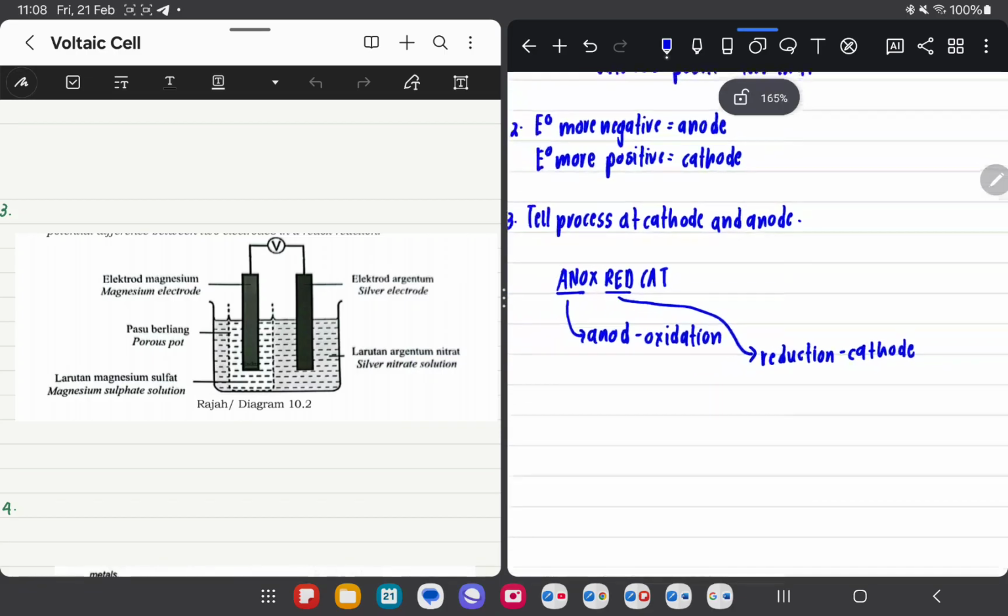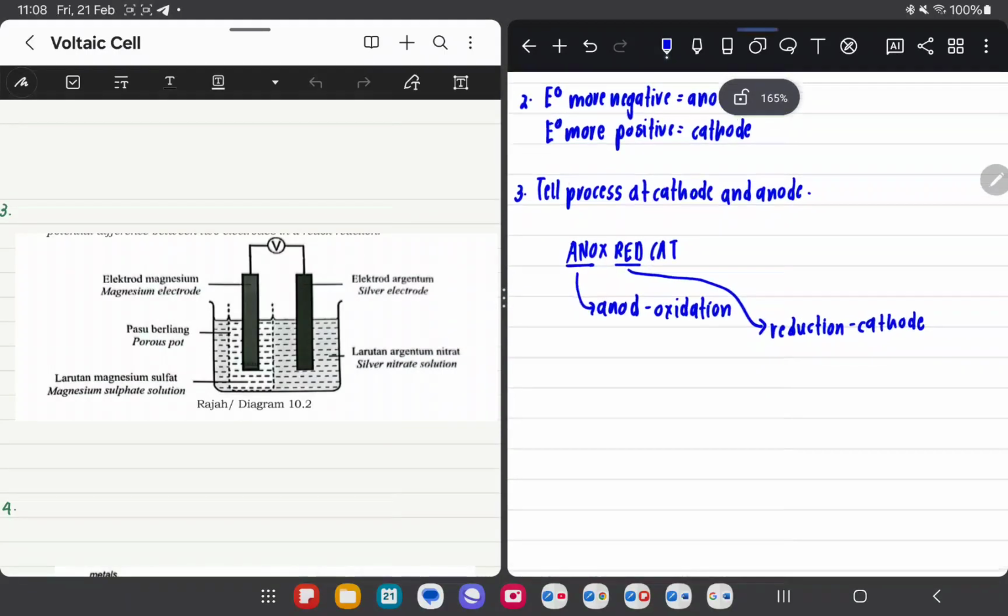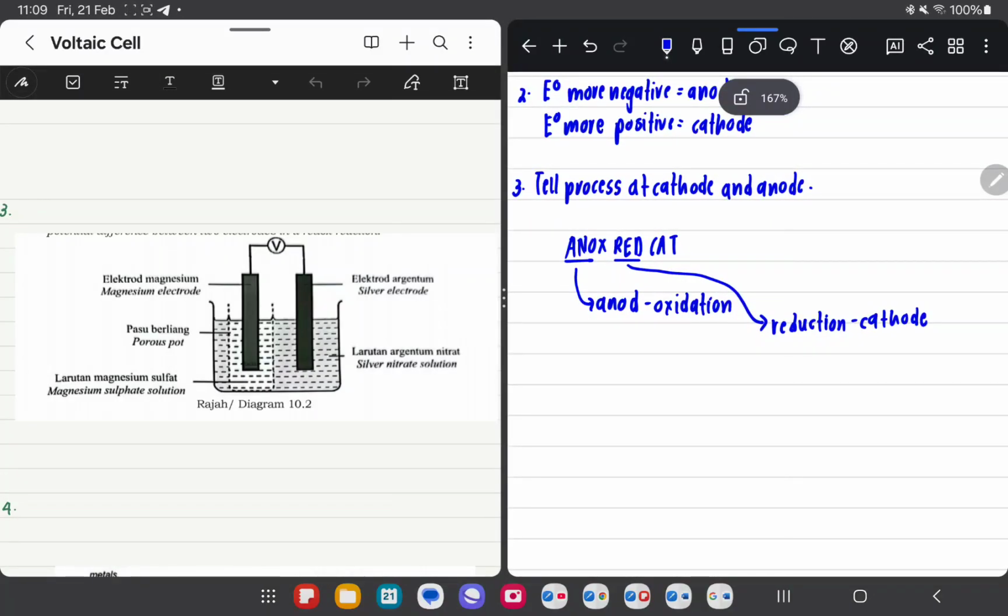Cathode. Okay, this is how I remember the process that occurs at the anode and cathode. Anode is always oxidation, cathode is always reduction. So after you know this, then only you can proceed to answer the remaining questions.